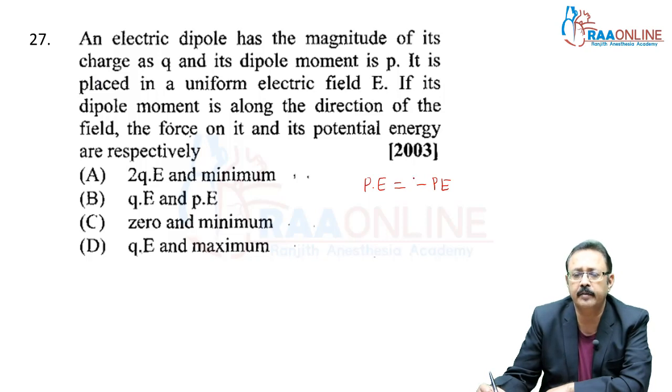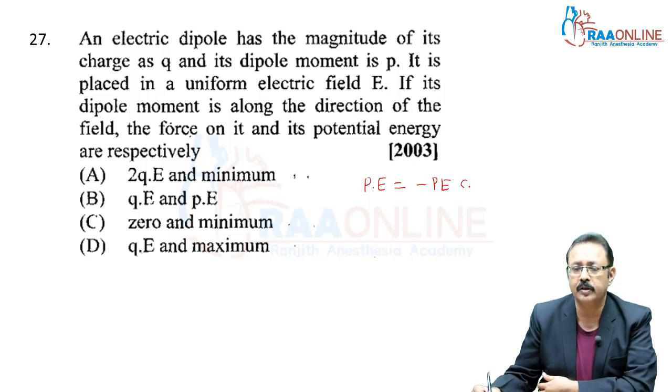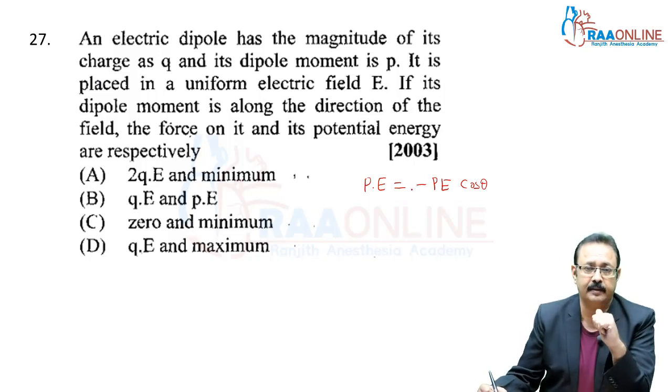So what are we getting? Minus PE. It is the minimum value of potential energy, because cos theta cannot be greater than plus 1, and since it is minus, when cos theta is greatest, it will be minimum. So what should we do? P means Q into E.